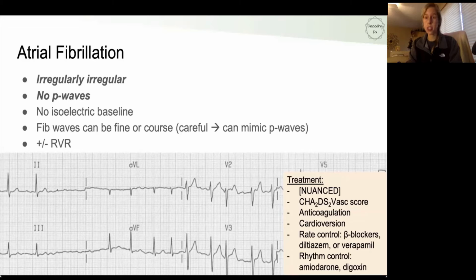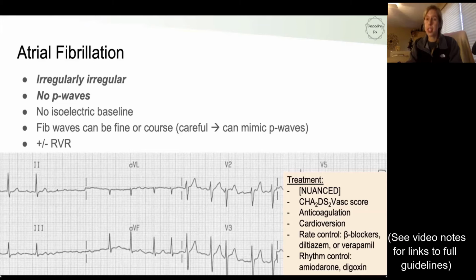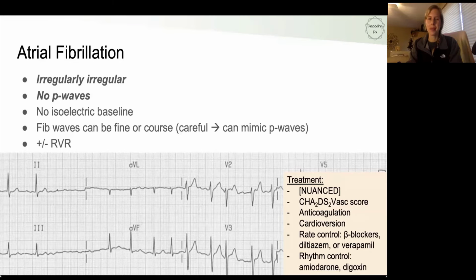Digoxin also can be used to try and control the rhythm, but again, that's definitely not a first-line treatment. More often than not, though, we treat these patients with anticoagulation and with rate control. Commonly with beta blockers, you'll also see diltiazem or sometimes even verapamil, which is a common thread that you'll see. Rate control equals those three medications in a lot of situations.